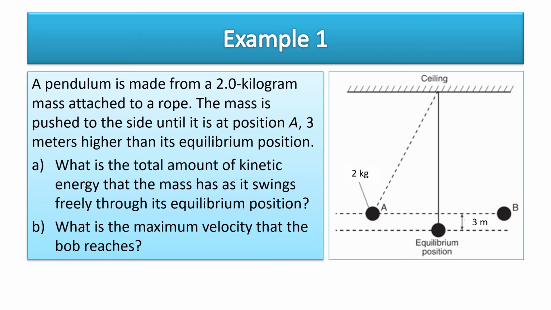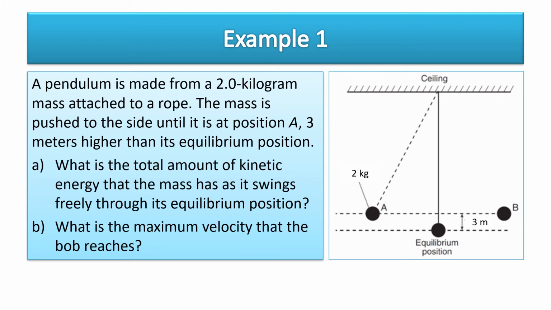So we could do an example with a pendulum. It says a pendulum is made from a 2 kilogram mass attached to a rope. The mass is pushed to the side until it's at position A, 3 meters higher than its equilibrium position. So that's shown over here. They're telling you the vertical distance up.